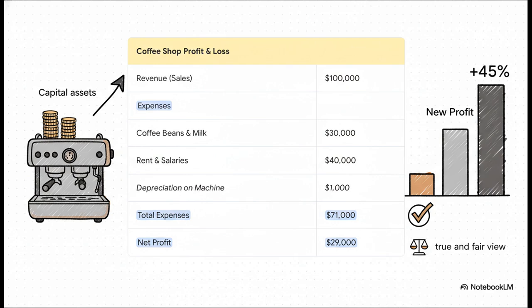Now, let's do it the correct way. That machine is a capital asset, so instead of expensing the whole cost at once, we spread that cost over its useful life. It's a process called depreciation. So let's say that's $1,000 for this period. All of a sudden, total expenses are way lower, and the net profit is $29,000. That's a 45% jump in profit just by putting one number in the right place. This is the true financial story.